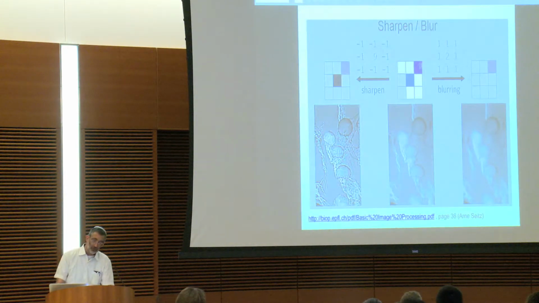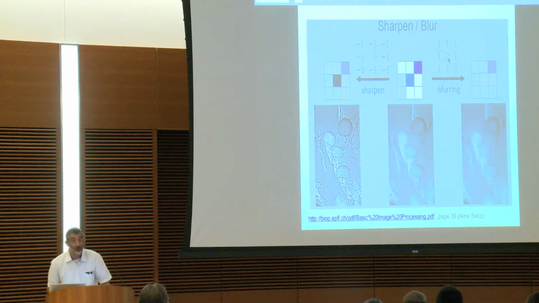So if my kernel, we'll call this the kernel, looks like this, it's an averaging operation, because I'm adding all these numbers up and then dividing by their sum, right? So that's averaging. And we can see that the image on the right is somewhat blurred compared to the image in the middle.